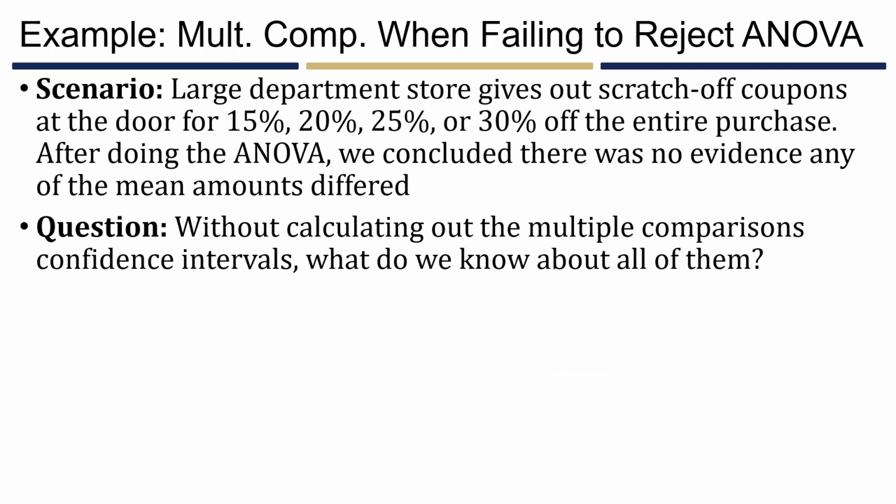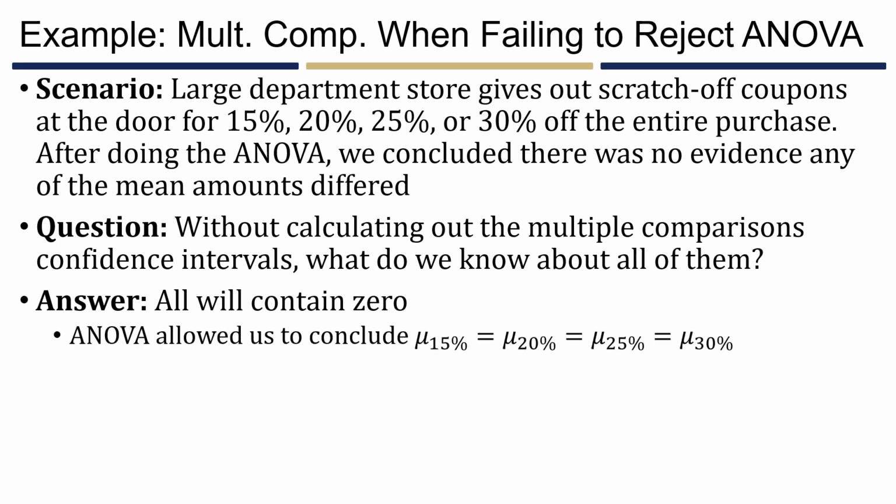Now, thinking about the result of the ANOVA test, we actually already know something about these confidence intervals. Without doing any type of calculation for these multiple comparisons confidence intervals, we immediately know that every single one of these confidence intervals is going to contain 0. Whenever we ran the ANOVA test, that allowed us to conclude that the average amount people spend with a 15% off coupon equals that for 20%, which is equal to 25, which is equal to 30%.